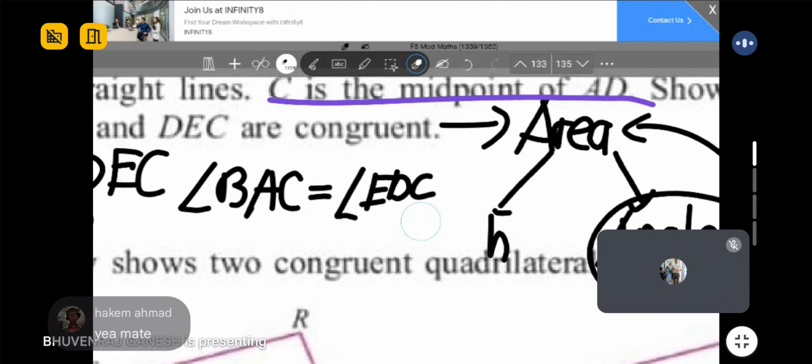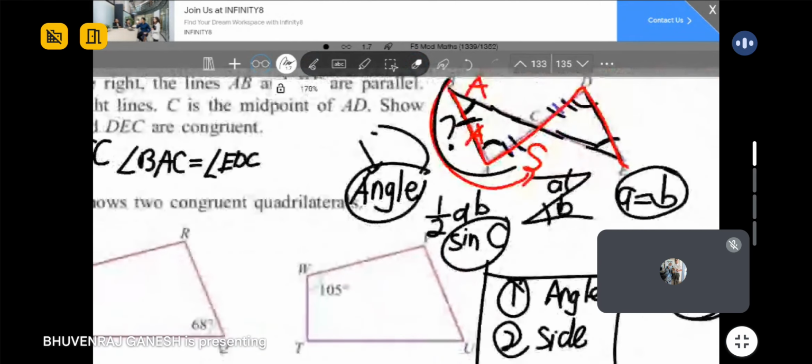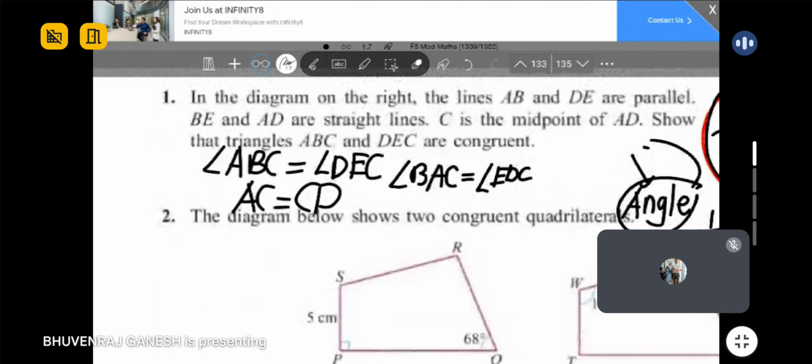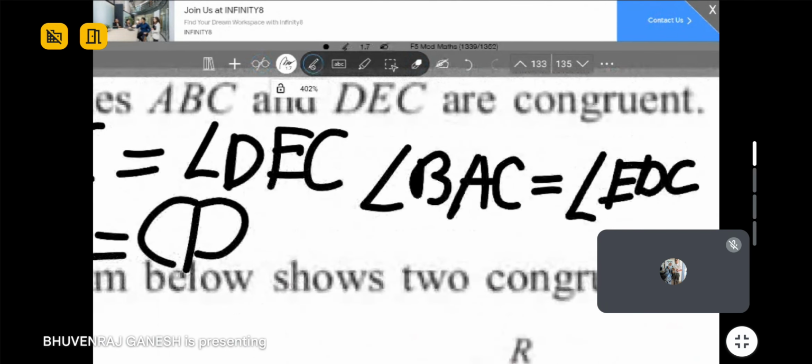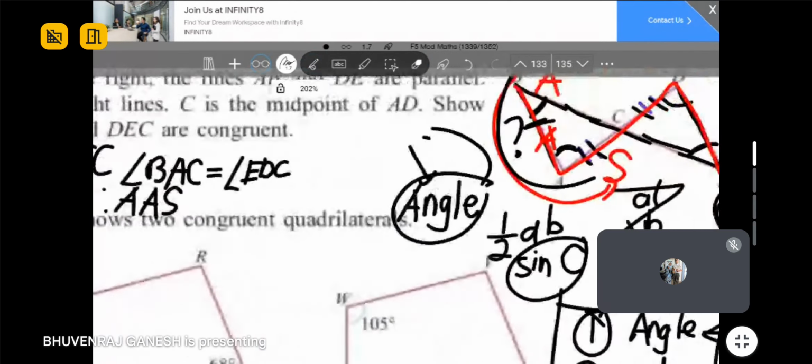Hopefully you all clear lah. Okay, good. Sometimes I worry about you all too much. I think that you all don't understand the explanation I give. That's why I just confirm first. Okay, so this triangle is AAS. Okay, based on the concept.